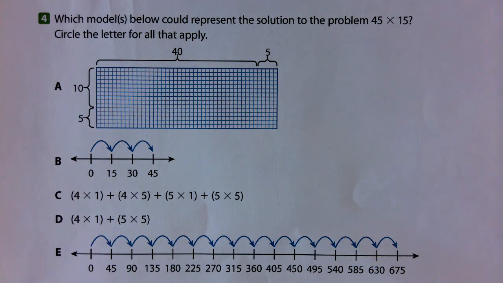All right, number 4. Which models could represent the solution to the problem 45 times 15? Circle the letter for all that apply. All right, well, let's look at letter A.